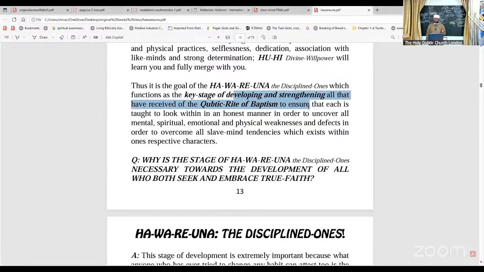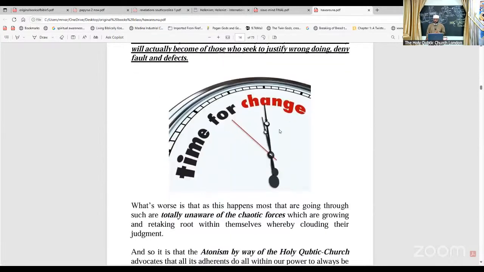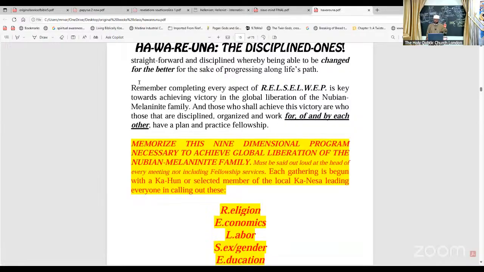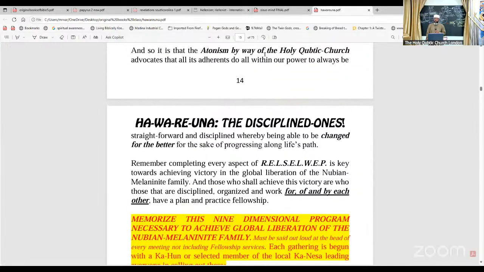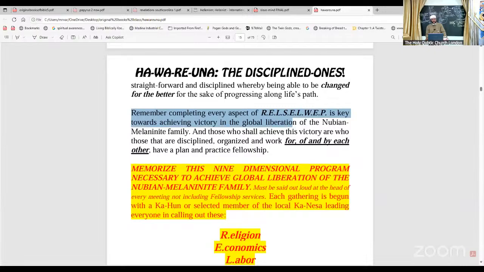Thus, it is the goal of the Hawadiyuna, which functions as the key stage of developing and strengthening all that have received of the cryptic rite of baptism. So you go through this baptism, and it says, Elder Owen, your question, me and you didn't plan this. And so it is that Atonism, by way of the Holy Coptic Church, advocates that all its adherents do all within our power to always be straightforward and disciplined, whereby being able to be changed for the better, for the sake of progressing along life's path. Remember, completing every aspect of Rel Sol Web is key towards achieving victory in the global liberation of the Nubian Melaninite family. All aspects. And those who shall achieve this victory are those that are disciplined, organized, and work for, of and by each other, have a plan and practice.